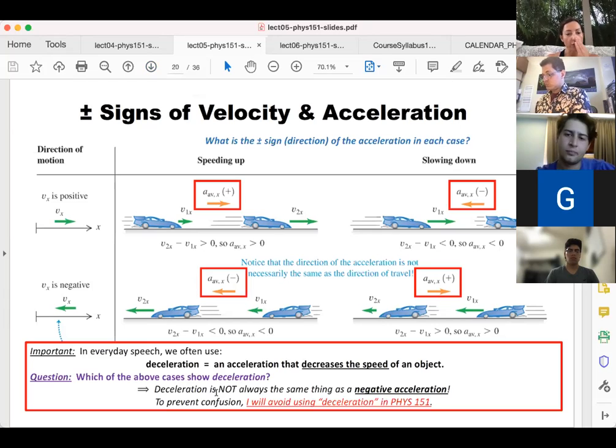So deceleration, this is just to say that deceleration is not always the same thing as negative acceleration, right? We see this. This is negative acceleration in this case, but we are actually accelerating. So it really depends. Negative or positive depends on the axis that you choose, the direction of the axis that you choose.